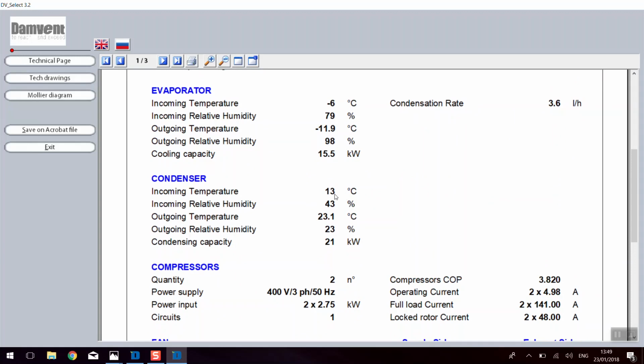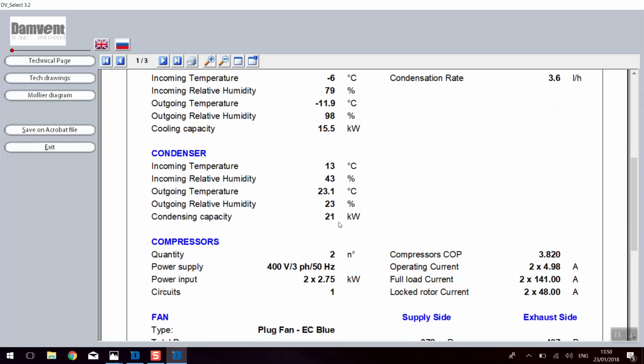The same goes for, in this section, you need to have full data for both the evaporator and condenser. So for the condenser, we have the same data: inlet temperature and relative humidity, outlet temperature and relative humidity, and the capacity of the coil.